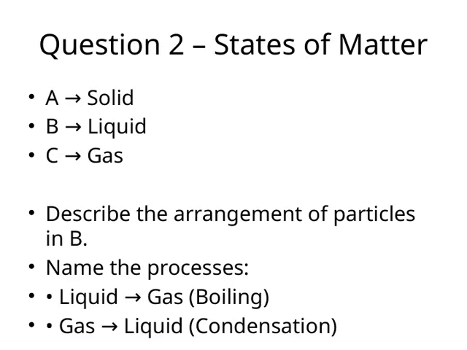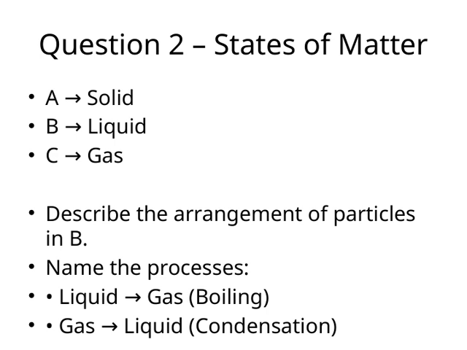Now, let's focus on the arrangement of particles in B, which is the liquid state. In a liquid, the particles are close together, but unlike solids, they are not in a fixed position. They can move around each other, which is why liquids can flow and take the shape of their container. This movement allows liquids to be somewhat flexible in their shape while maintaining a definite volume.